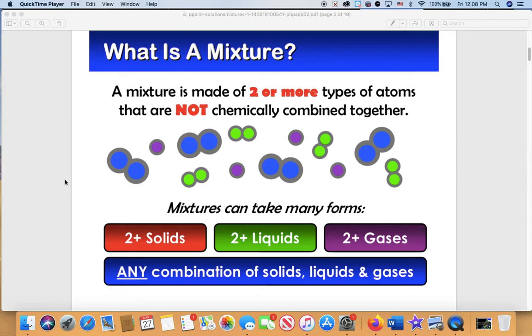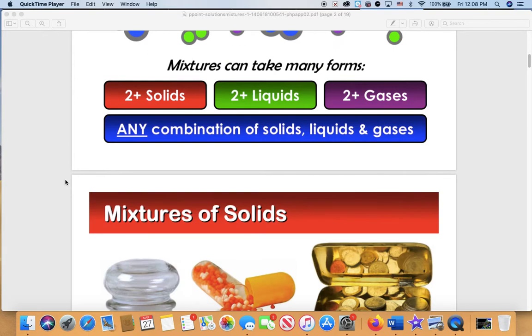And so mixtures can take lots of different forms. You can have two solids, you can have two liquids, two gases. You can also have more than two. It can be any combination of these things, solids, liquids, and gases as well.